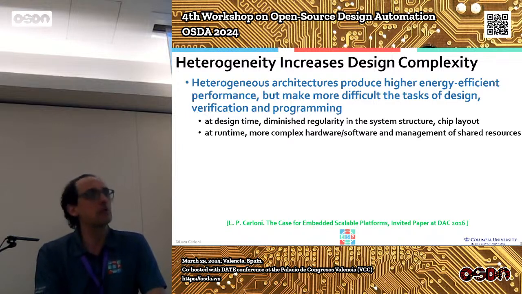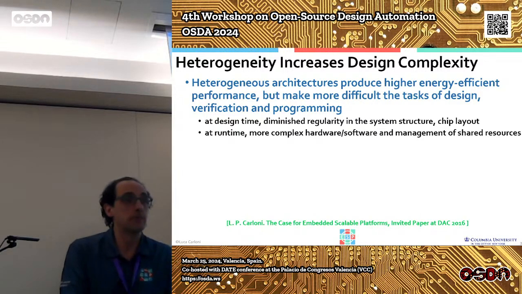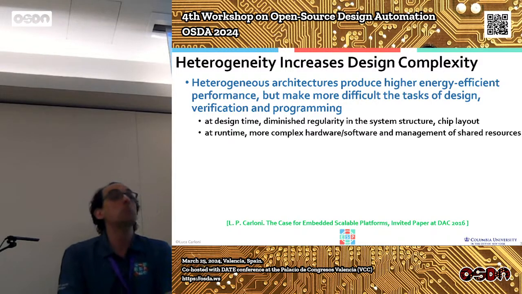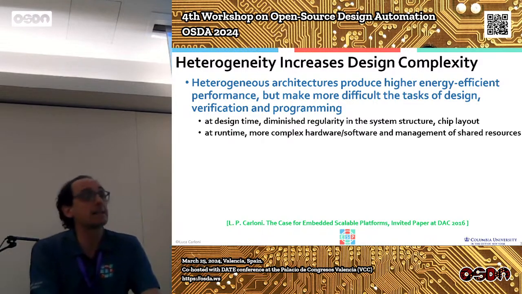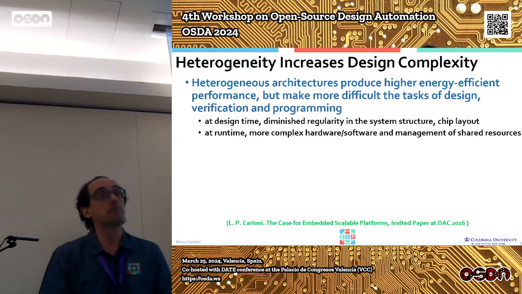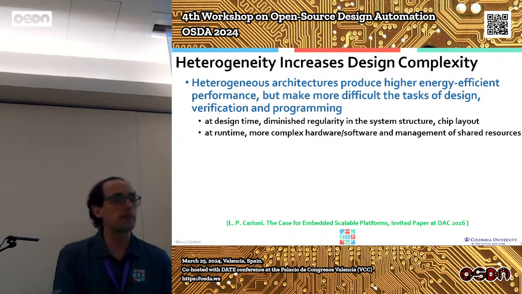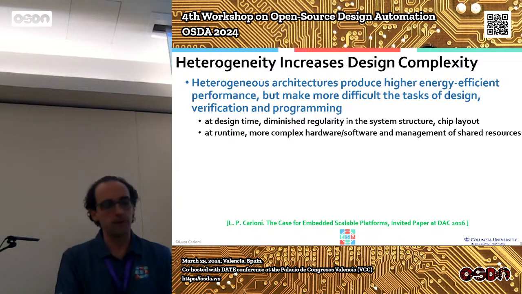However, heterogeneity brings challenges, obvious challenges. They are inherent to the fact that the system is made of parts which have different nature. At the same time, you have diminishing regularity in the system, all the way to the chip layout. This makes things like design, validation, verification more complex. At runtime, you have more complex hardware-software interaction. You manage shared resources, for instance, the power envelope or the access to external memory across components which have different needs. This makes things more complex.